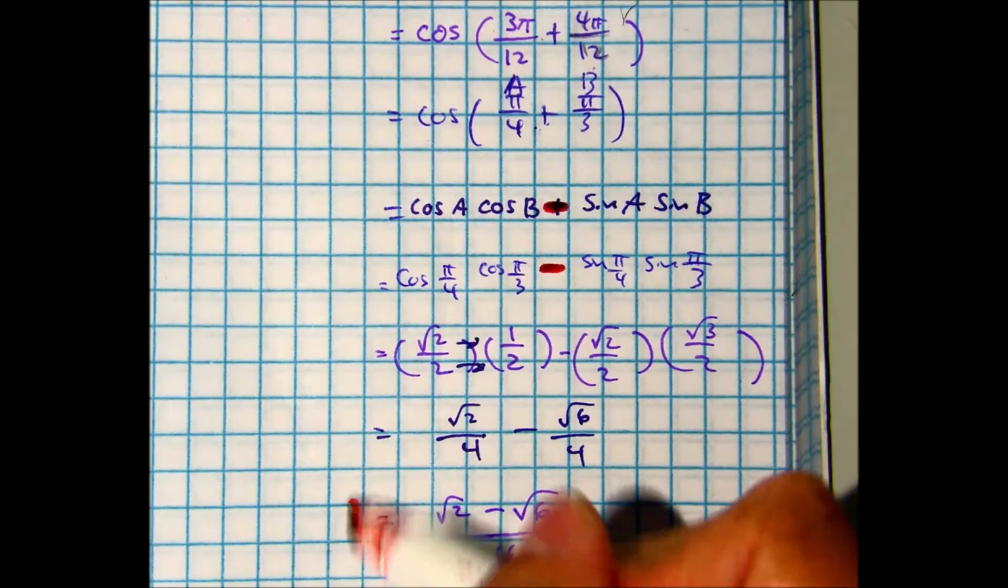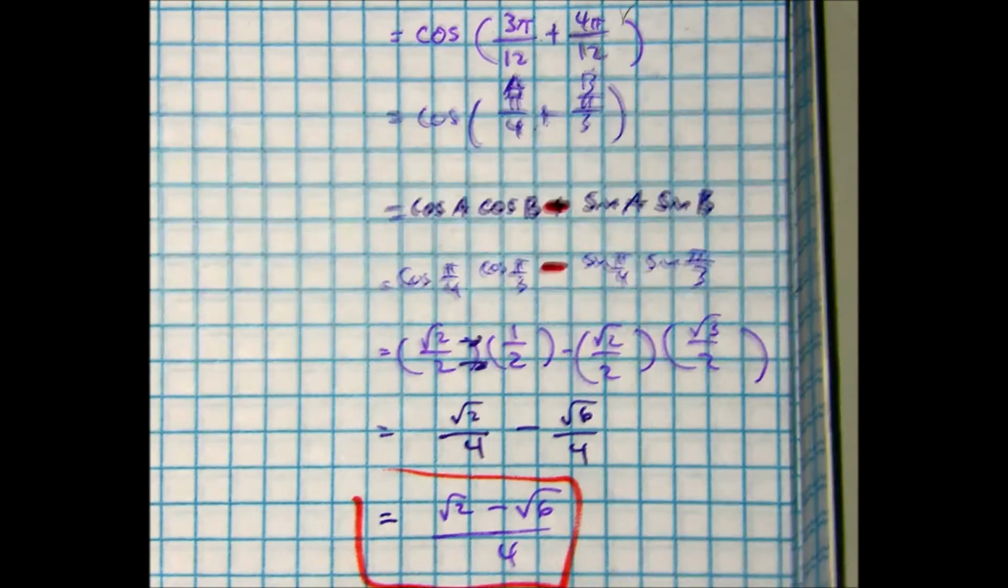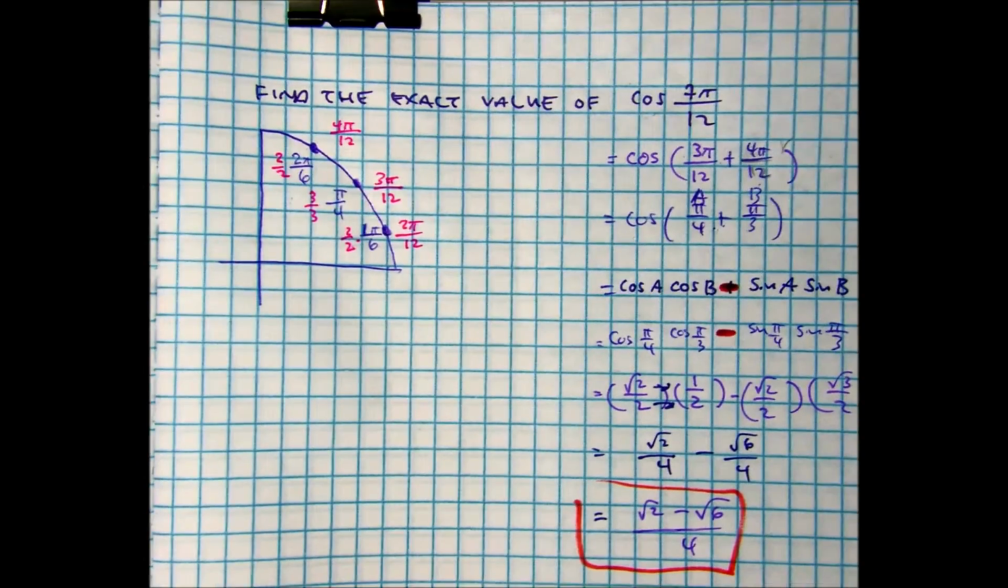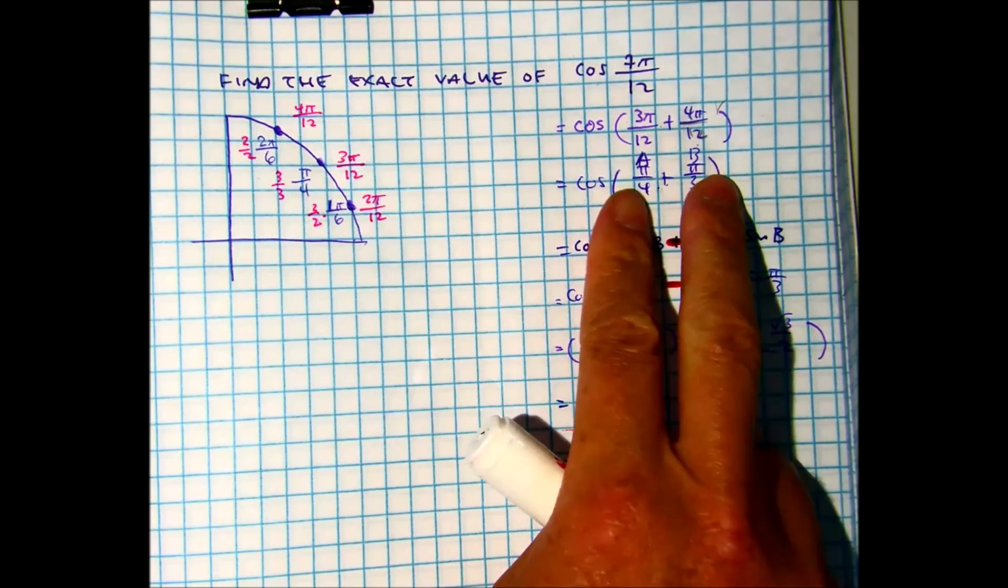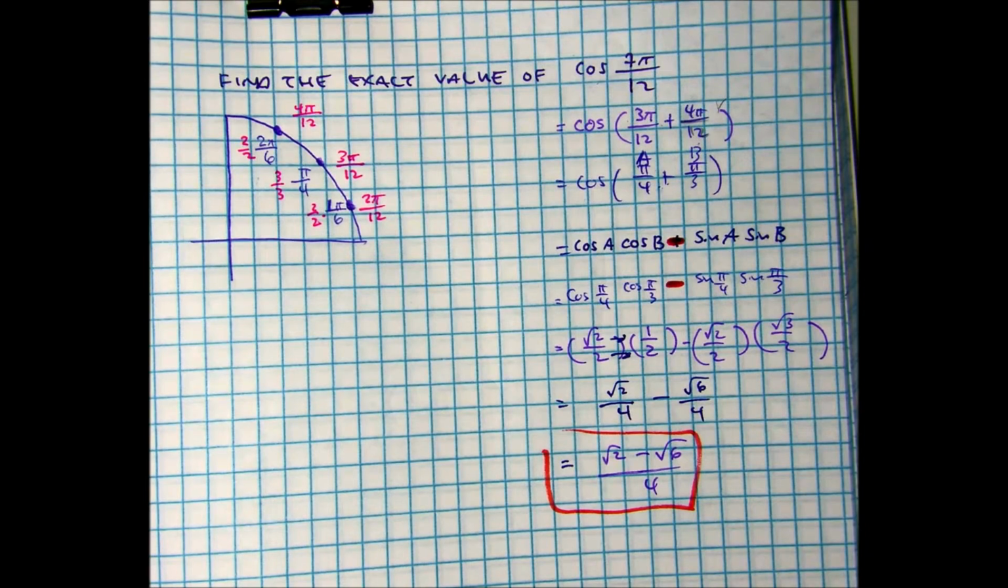In this problem, we had to find 2 angles in radians to equal 7 pi over 12. Once you have your A and your B values, then you just substitute into your formula and then simplify.